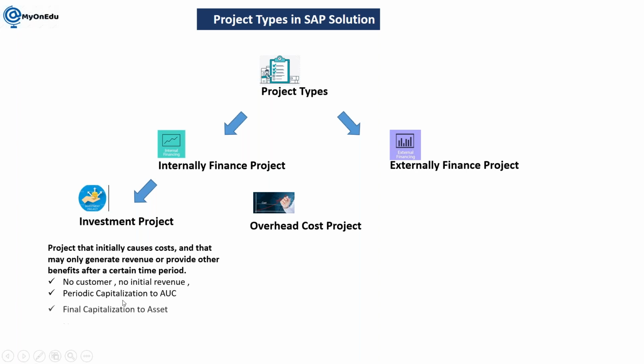And the next is final capitalization to asset. Once your office is ready, it becomes your asset, and whatever cost was incurred, you can then post it into the asset. That becomes your project cost or asset cost. For example, acquisition of fixed assets, investment in research and development.